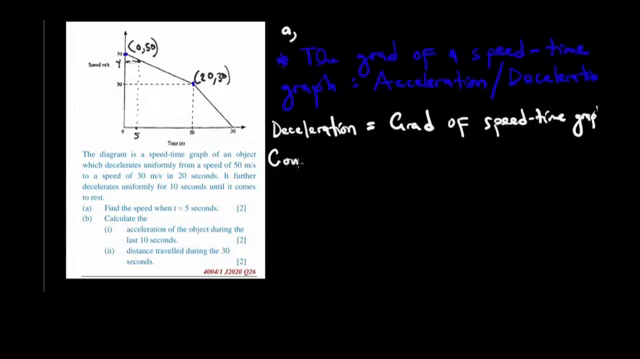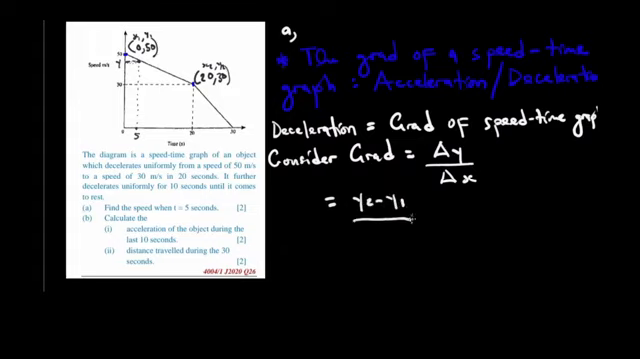And the points we are dealing with are 0, 50 and 20, 30. So now considering the gradient, this will be equal to a change in y over a change in x. We come back here and we say this is our x1, y1, and this is our x2, y2. This means that the change in y is y2 minus y1, over the change in x, which is x2 minus x1.